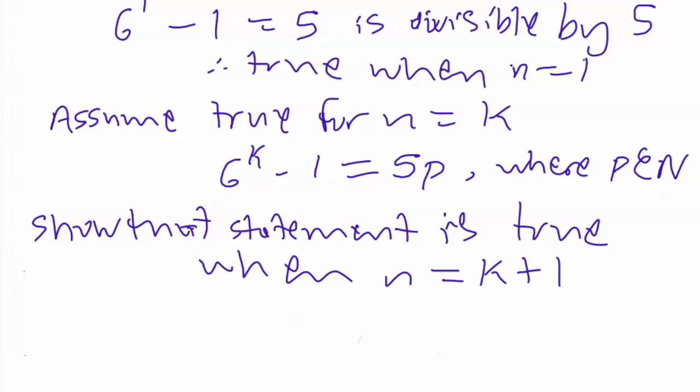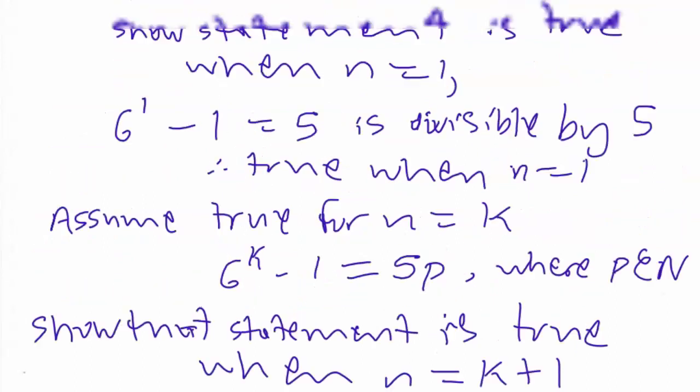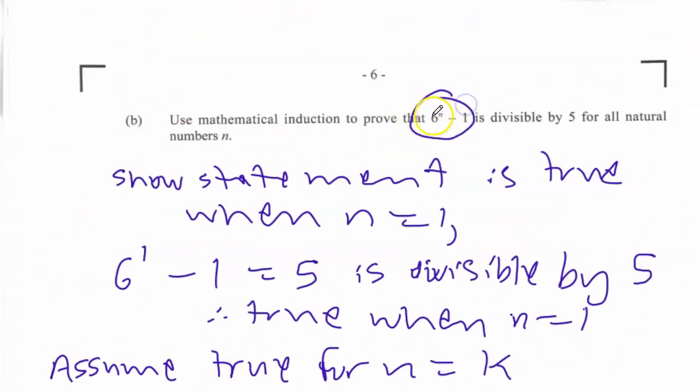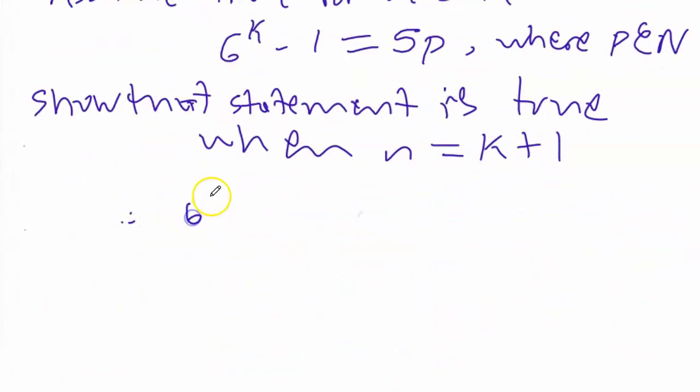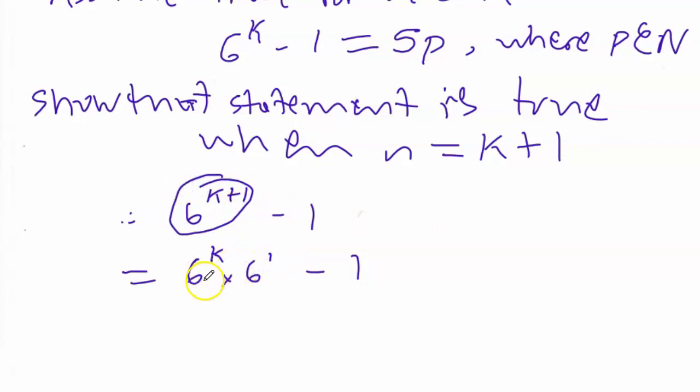So this time we're going to replace n in the statement with k plus 1. So therefore 6 to the power of k plus 1 minus 1. Is it divisible by 5? Let's see. We can rewrite 6 to the power of k plus 1 as 6 to the power of k times 6 to the power of 1, and that's directly from the law of indices. Notice this is rewritten as 6 times 6 to the power of k. If you add the powers, you end up with 6 to the power of k plus 1.